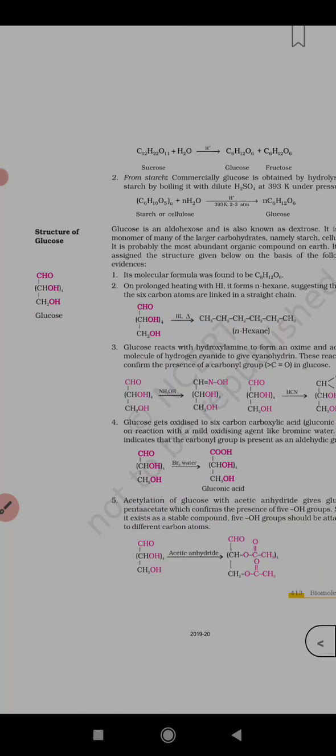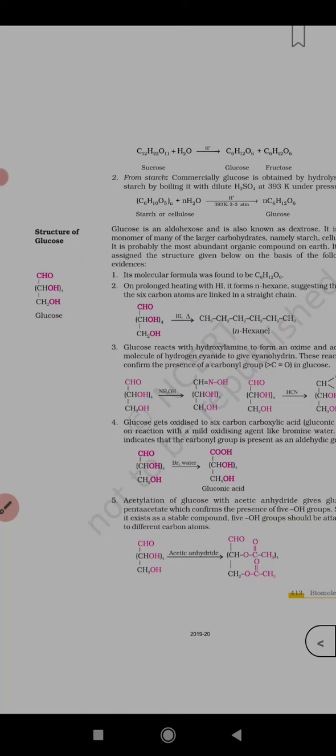So first we got that yes, it is a carbonyl, but we don't know whether it is aldehydic or ketonic. Then we tested it with a mild oxidizing agent, bromine water, and we got gluconic acid. The CHO group is converted to COOH group, so we got that this is an aldehydic group.